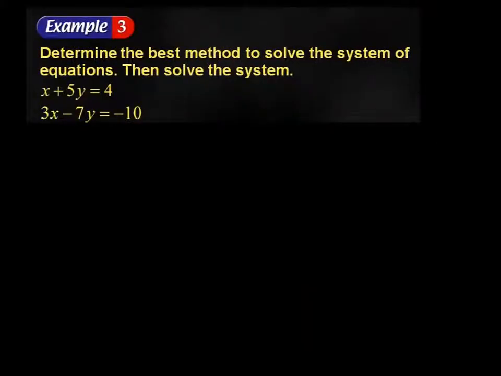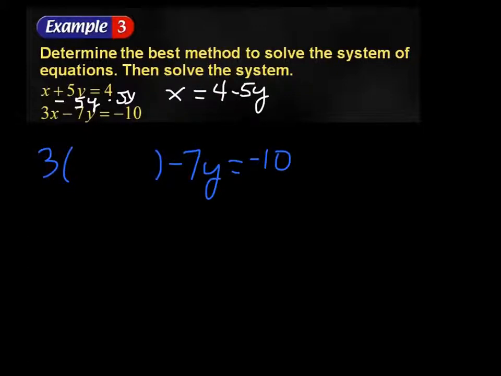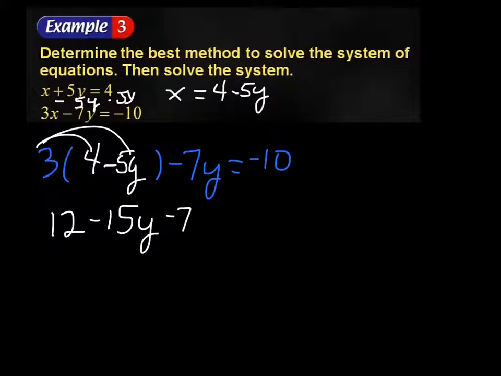And this time I can see I have a coefficient of 1. So that first equation is going to be easy to solve for x. I can just subtract 5y from both sides of the equation, and I have x equals 4 minus 5y. So going to the second equation, I have 3 times x, which equals 4 minus 5y, minus 7y equals 10. So now I can just distribute, so I'll have 12 minus 15y minus 7y equals negative 10. Combine my like terms, so 12 minus 22y.